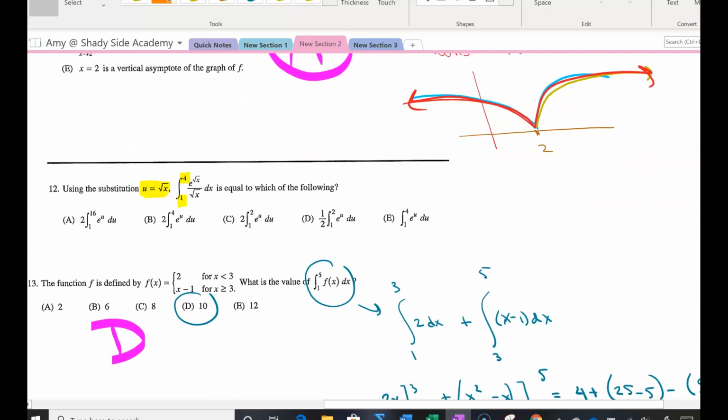12, why didn't I finish 12? That's odd. Well, okay, so using the substitution u equals root x, this integral in terms of x is equal to which of these integrals in terms of u? Well, let's just do it together.